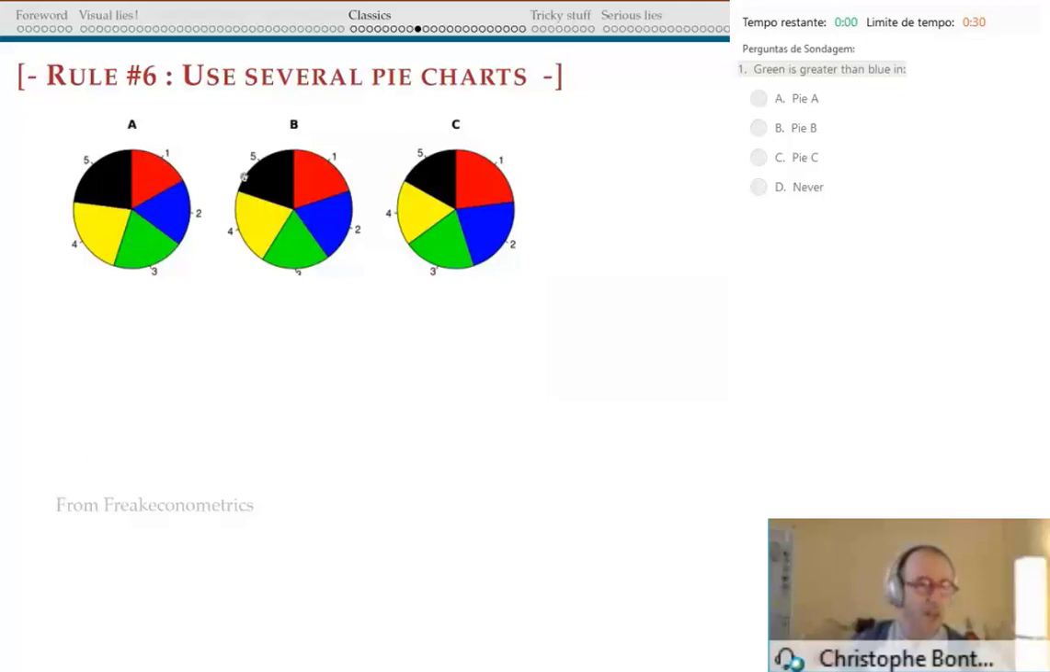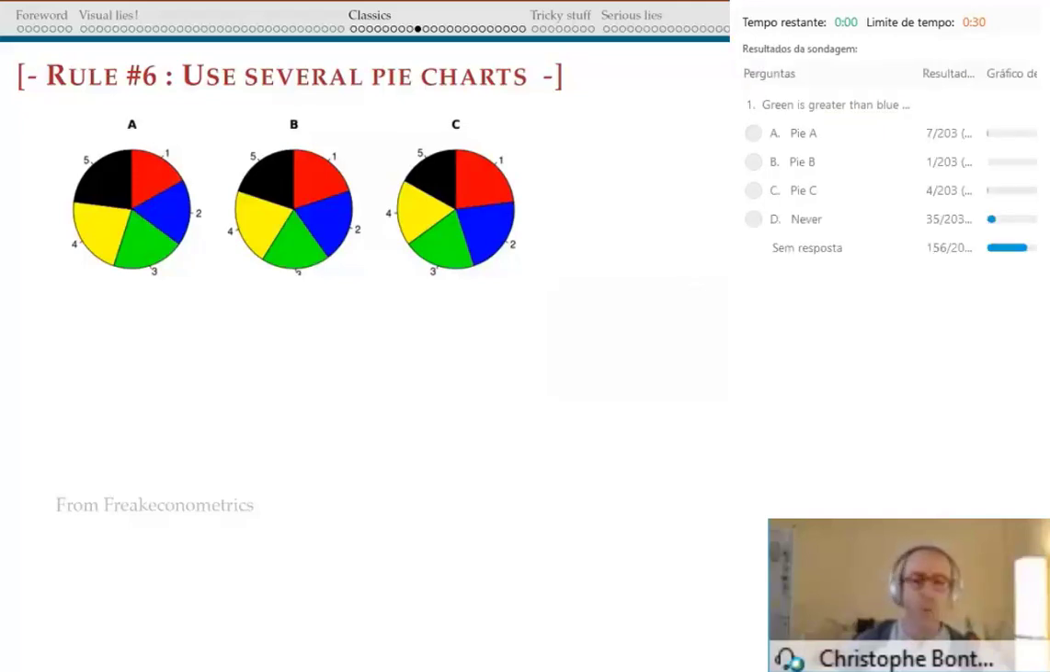I don't see it, but yeah, you had the poll, but I cannot see it right now for whatever reason. Okay, so the question was, when is green greater than blue? If it's possible, if it is, or never.